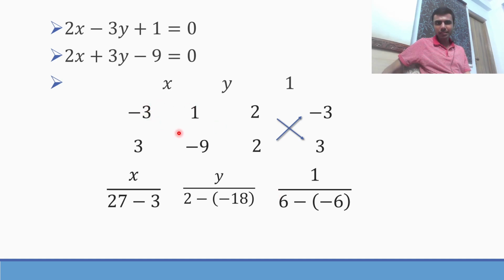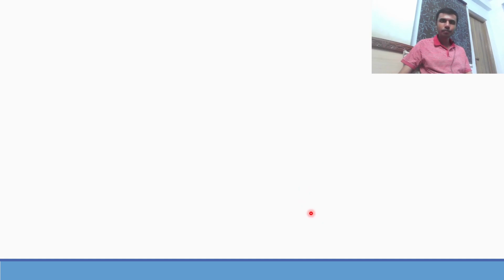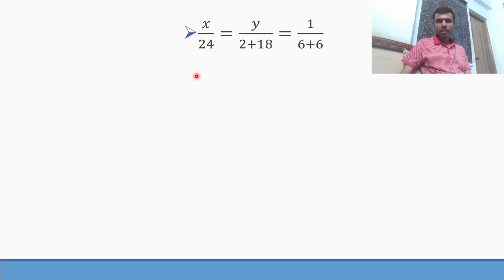Once again I'll tell, minus 3 into minus 9 is 27, minus this minus symbol will come, 3 into 1 is 3. Next, y by 1 into 2 is 2 minus minus 9 into 2 is minus 18, so minus of minus 18. 2 into 3 is 6 minus 2 into minus 3 is minus 6. Fine. Now just put equal to, so x by 27 minus 3 is 24 equal to y by 2 plus 18 is equal to 1 by 6 plus 6. So x by 24 is equal to y by 20 is equal to 1 by 12.